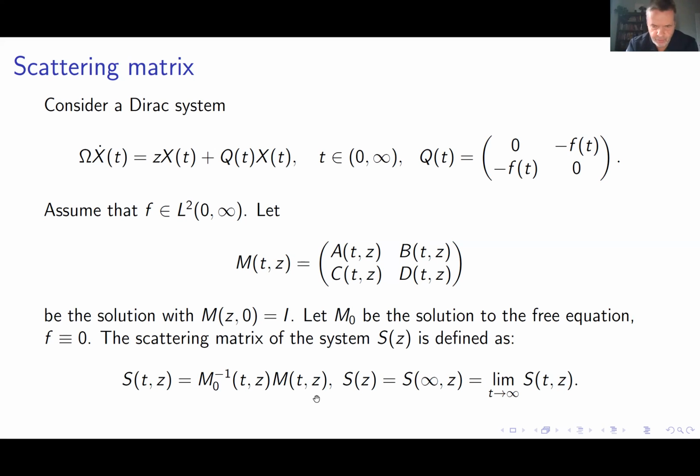For the entries of our matrices, some will converge normally in the upper half plane and some will converge normally in the lower half plane. But for each entry of the matrix, there will be some kind of convergence. And so in some sense, at least under this restriction that the potential is in L2, you will always obtain this limit scattering matrix.